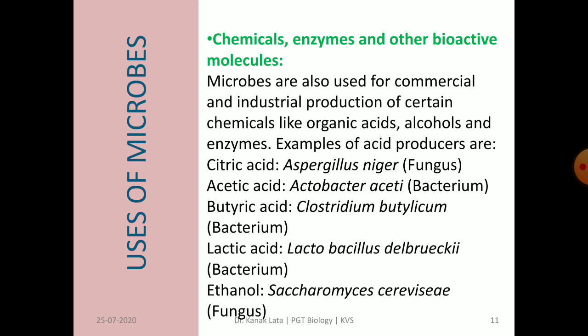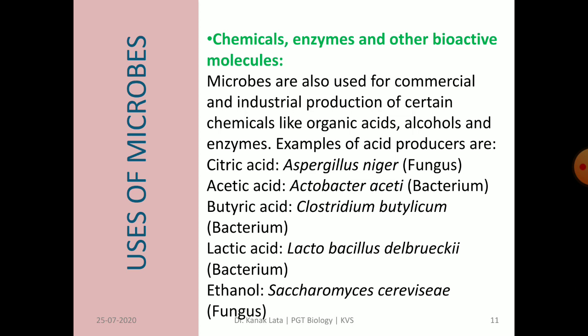Second is acetic acid. It is produced from a bacterium and the name of the bacterium is Acetobacter aceti. Third one is butyric acid. Butyric acid is prepared from Clostridium butylicum. This is also a bacterium. Next is lactic acid. That is prepared from Lactobacillus delbrueckii bacterium. So this is also a bacteria.